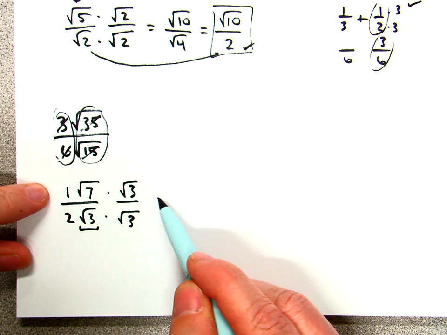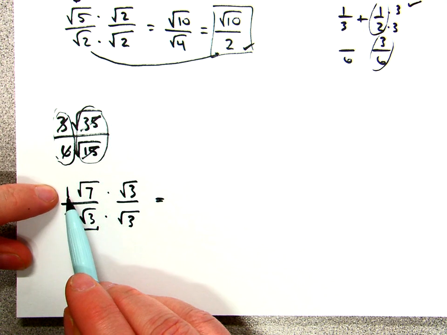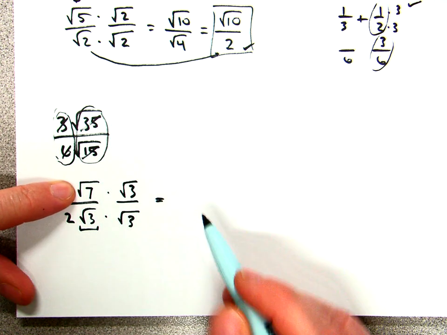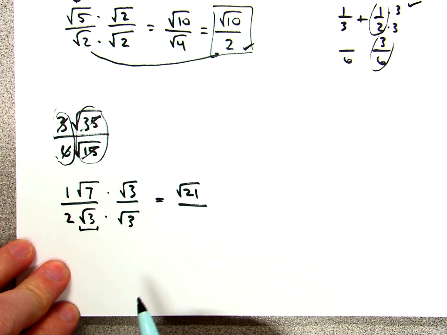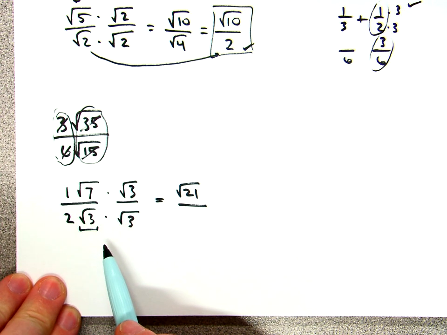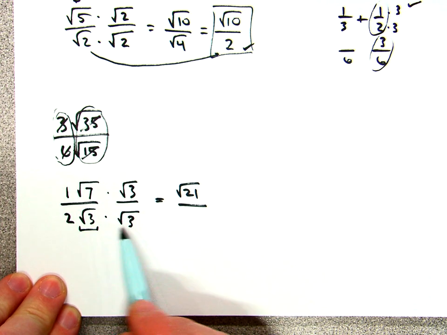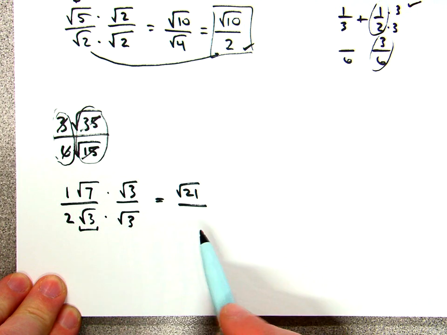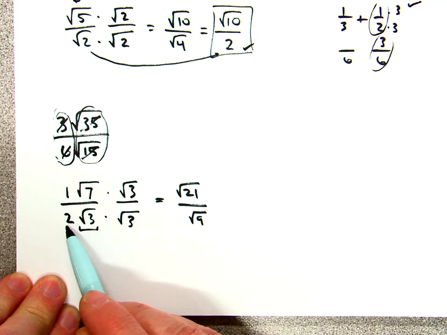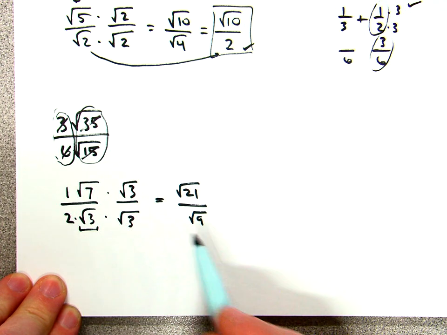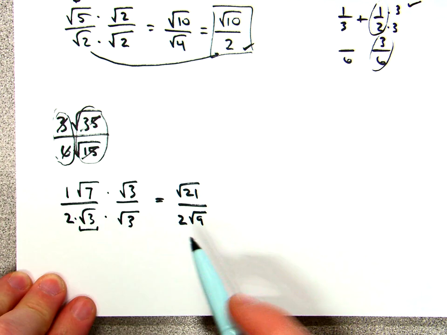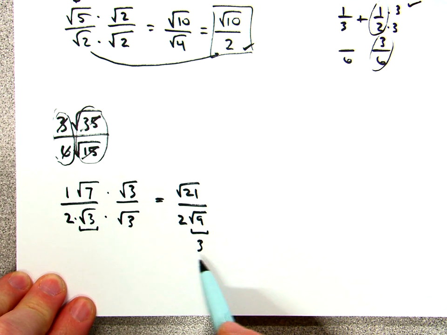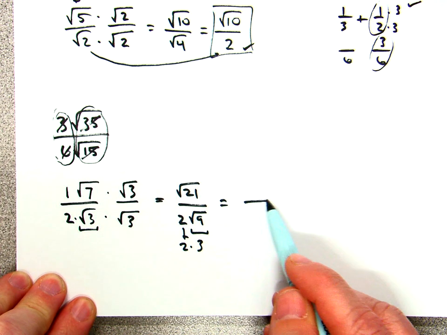So let's work at the top first, right? I don't care about that 1, right? 7 times 3 is 21, right? On the bottom, we can multiply the roots together to make root 9, but we still have this 2 as a product that can't be multiplied together. So we got 2 root 9. But square root of 9 is 3, so we have 2 times 3 on the bottom, which is 6.